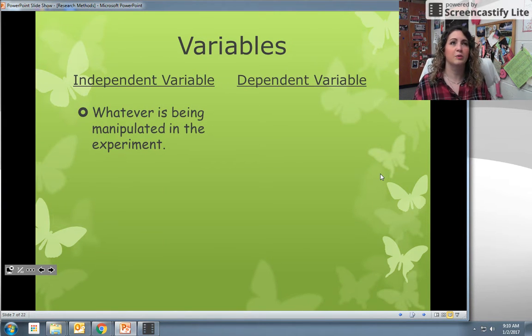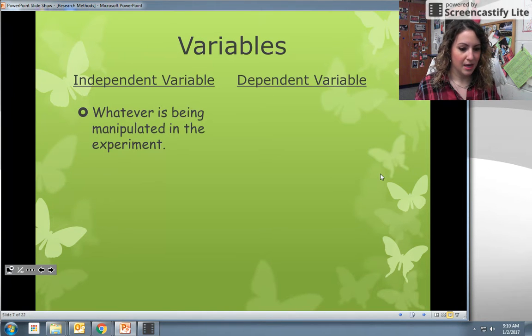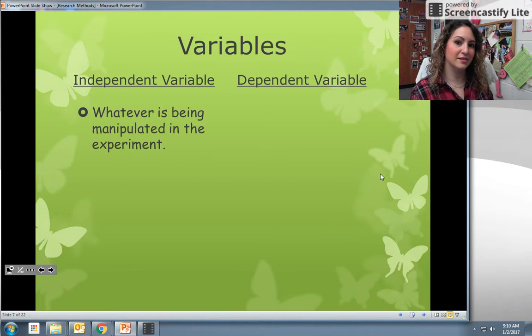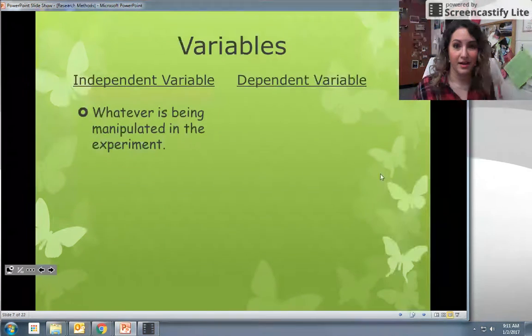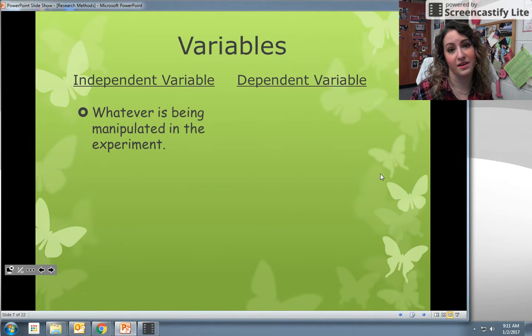So let's say that you were doing, I remember doing this experiment in like third grade, where you have these little bean seeds and then you plant bean seeds in two different pots, and then you put one by the sunlight and then you put one in the closet, and you see which bean plant grows the most. Obviously the one that's getting the sunlight. But whatever is being manipulated in that experiment, it was the sunlight, whether or not the plant was getting sun or not. And so you're manipulating the amount of sunlight that they have.